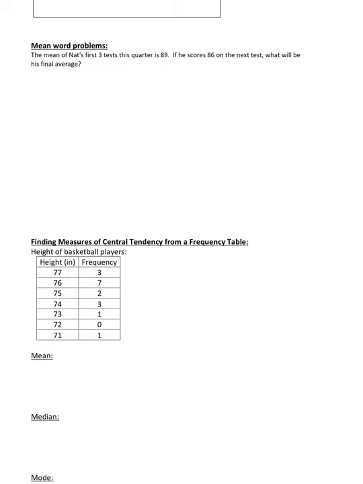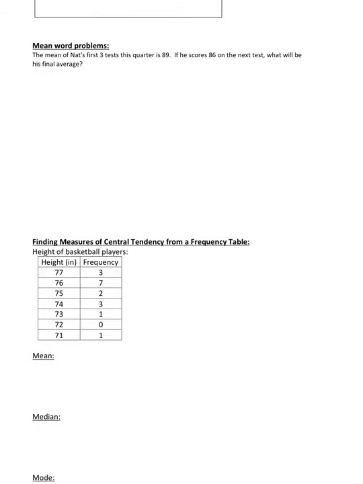Okay, so now we're going to look at mean word problems. It says the mean of Nat's first 3 tests this quarter is 89. If he scores 86 on the next test, what will be his final average? These are a little bit different than the problems you've seen in the past because they give you the mean of 3 exams, but they don't tell you each individual exam score.